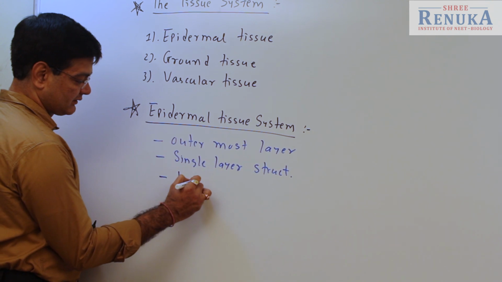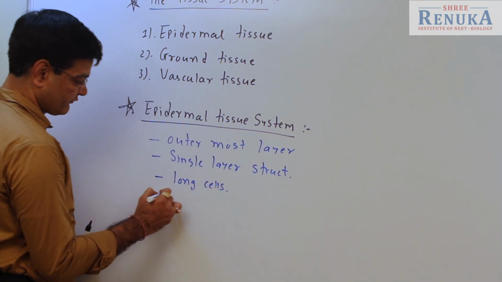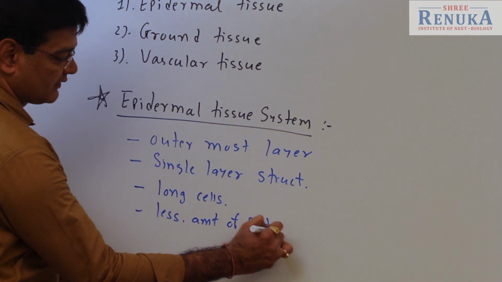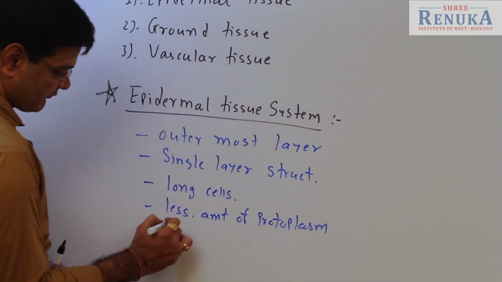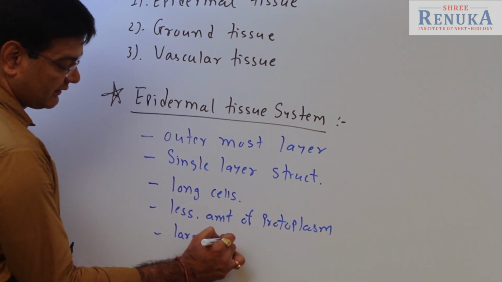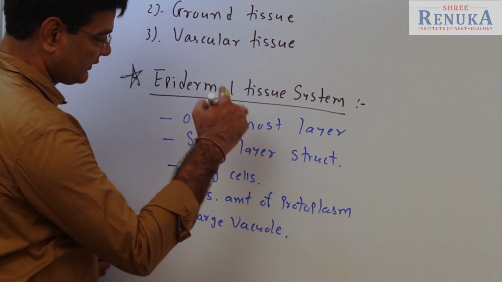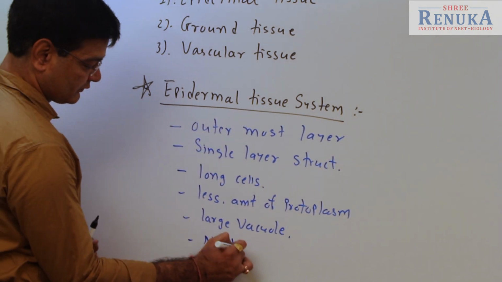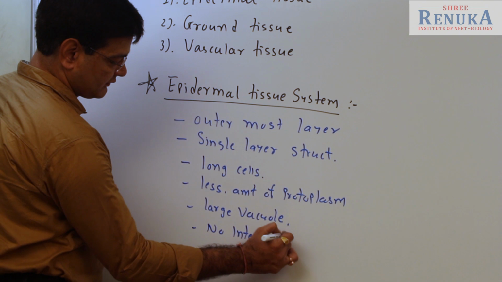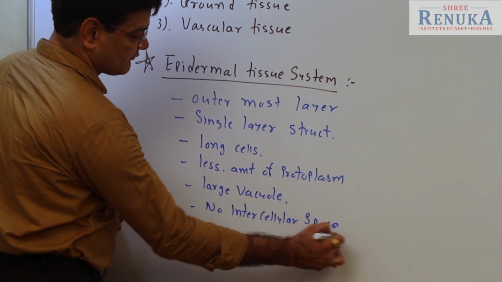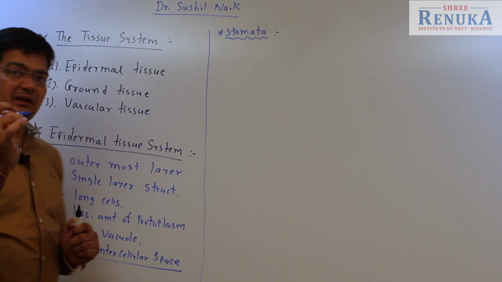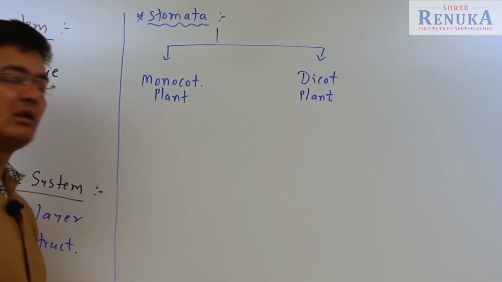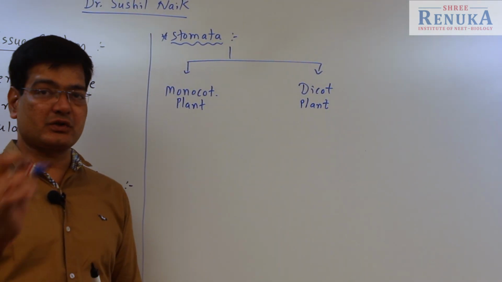These are long cells having very little protoplasm but a large vacuole present in the epidermal cells. There is no intercellular space. Stomata is associated with the epidermal tissue system. Remember that. In monocot and dicot plants, the structure of stomata varies.